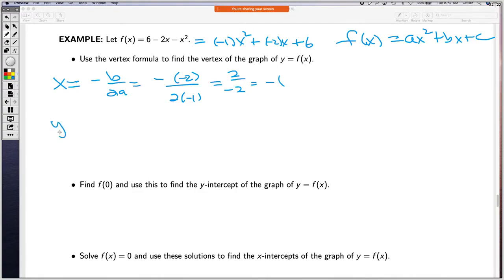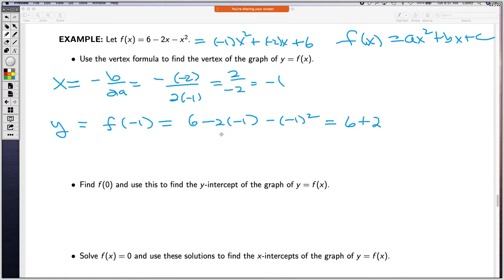How do I get the y value? Well, I got to plug this in. Now we got to be careful here, folks, with our signs. We've got 6 minus 2 times negative 1. So that's going to be a negative 2. 6 minus a negative 2 would be a 6 plus a 2.